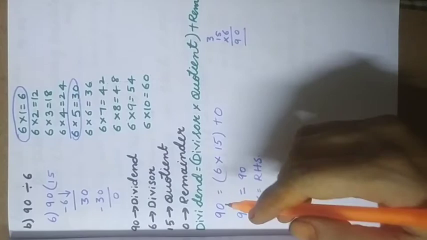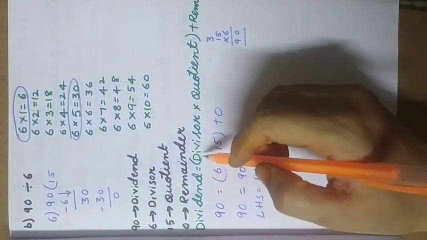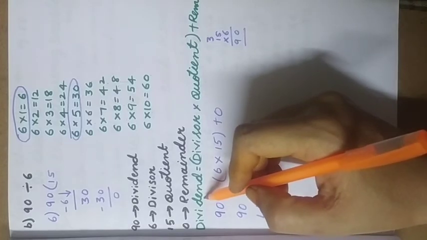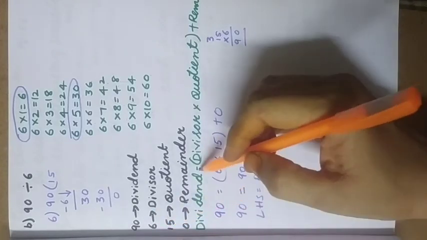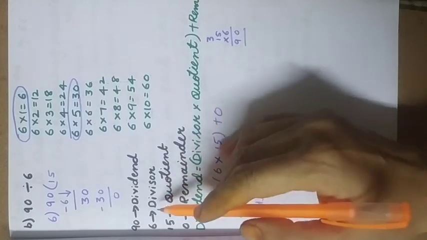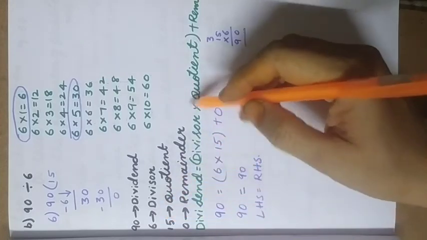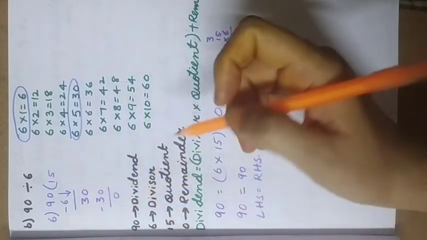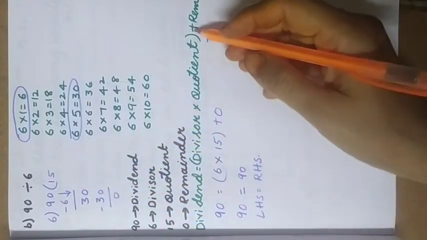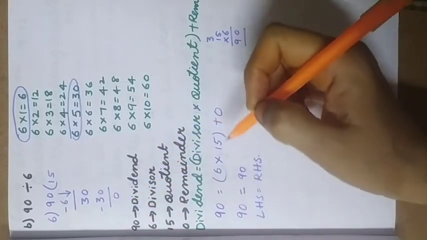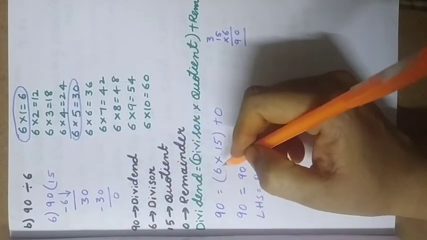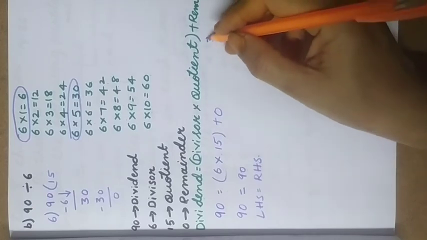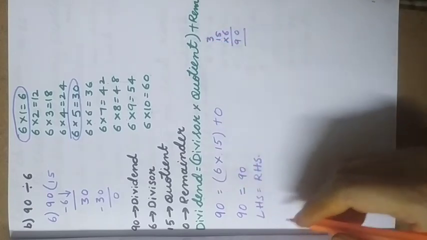What is the formula? Dividend equals divisor into quotient plus remainder. What is the dividend here? Dividend is 90, equal to, what is the divisor? Divisor is 6, into the quotient, here 15, whatever answer we get is the quotient, 15, plus remainder, here 0. 90 equal to 6 into 15. 6 5s are 30, 0 carry 3. 6 1s are 6, 6 plus 3 is 9. So we got 90.